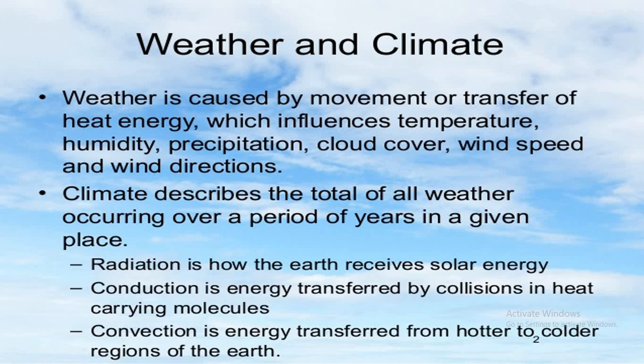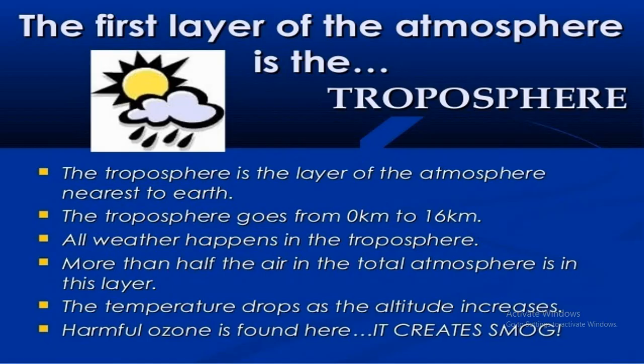Radiation is how the earth receives solar energy. Conduction is energy transferred by collision in heat carrying molecules. And the third one, convection, is energy transferred from hotter to colder regions of the earth. So this is what weather and climate are.